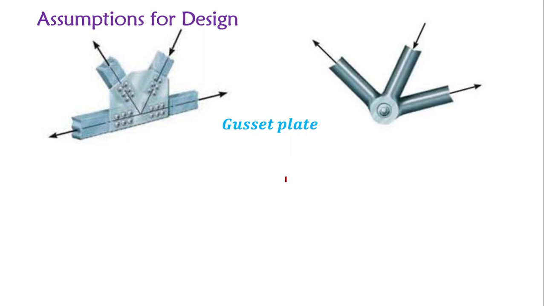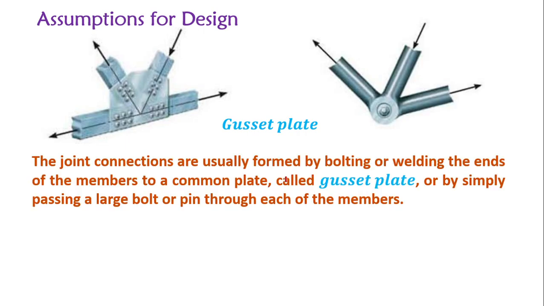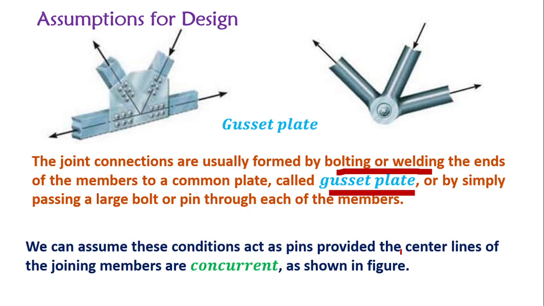So we have here the joint connections, which are usually formed by bolting or welding. Yan ang ginagamit kumimsan. So the ends of the members are connected to a common plate, what we call a gusset plate, or by simply passing a large bolt or pin through each of the members. We can assume these conditions as pins provided the center lines of the joining members are concurrent as shown in the figure.